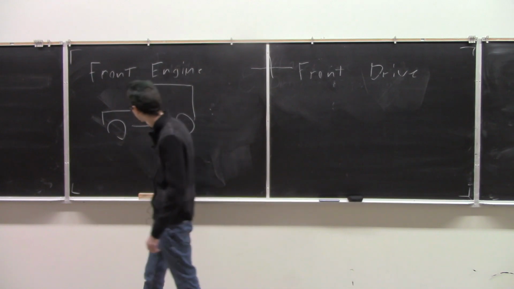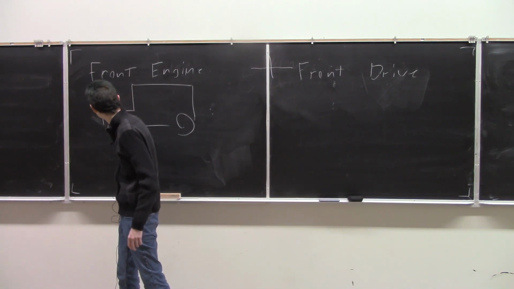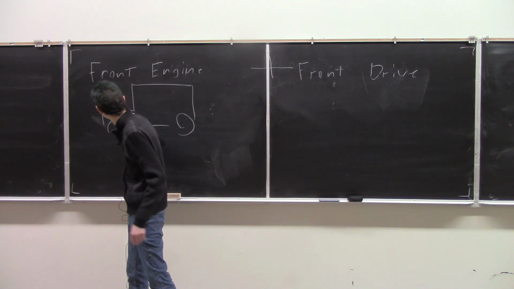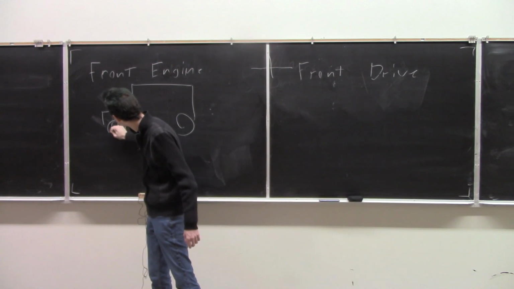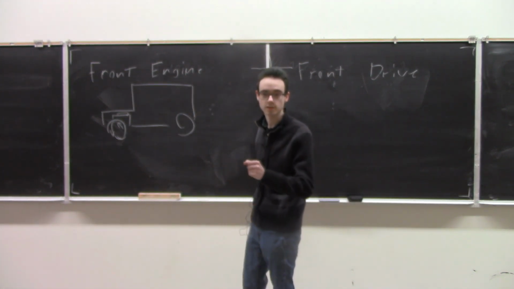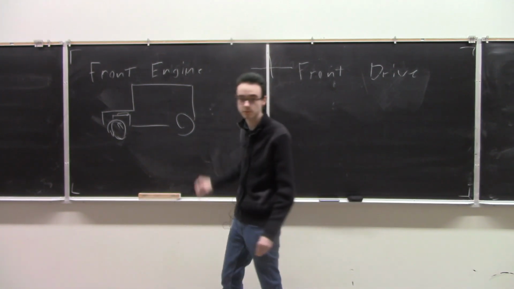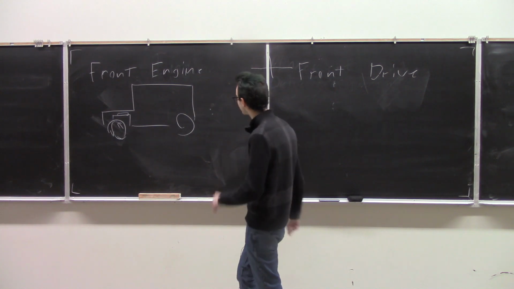Here's how it works. You've got the engine. I'm going to draw like a pictogram of an engine. That's a box. Here's the air filter. And then you've got your wheels. This wheel is being driven by that engine. Now it does so in a simplistic manner, which means the engine is mounted transversely. Transversely means sideways. Longitudinally means lengthwise.